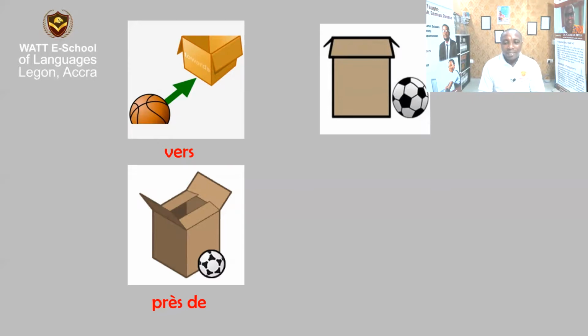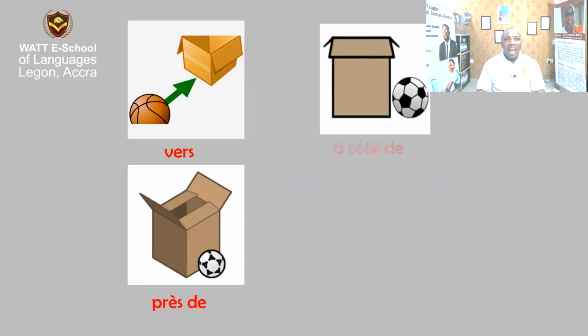Now the question. What is the preposition here? Looking at the first one, the ball is close to. There's no space. But in this one, you see there's a small space there. The ball has not touched the box yet. So how do we say it in French? This one is near, but it is not close. It is near. So we say... should I say it?